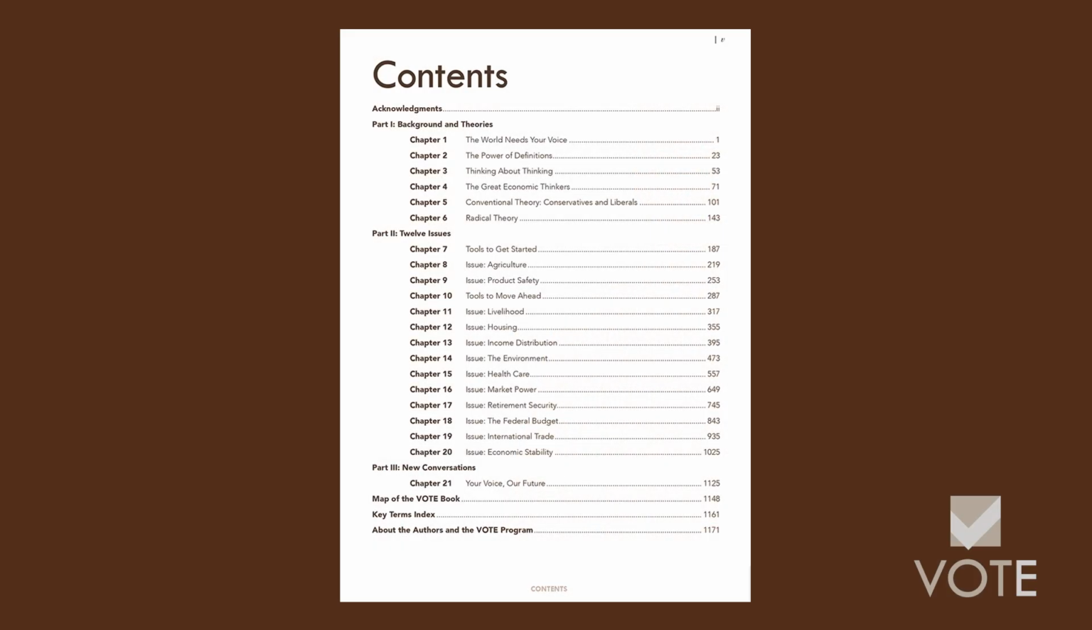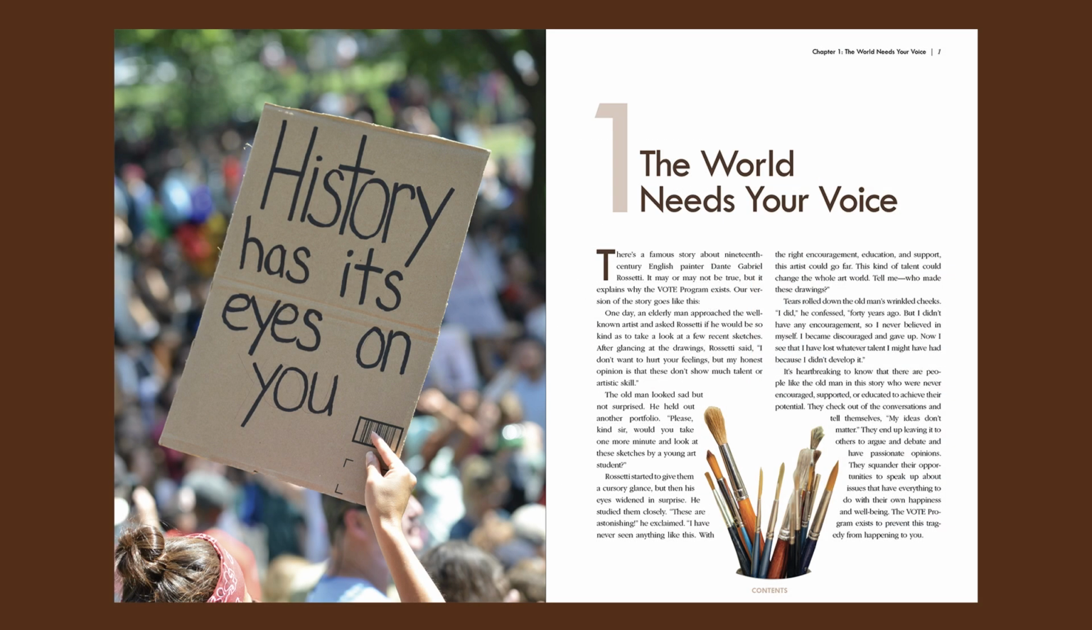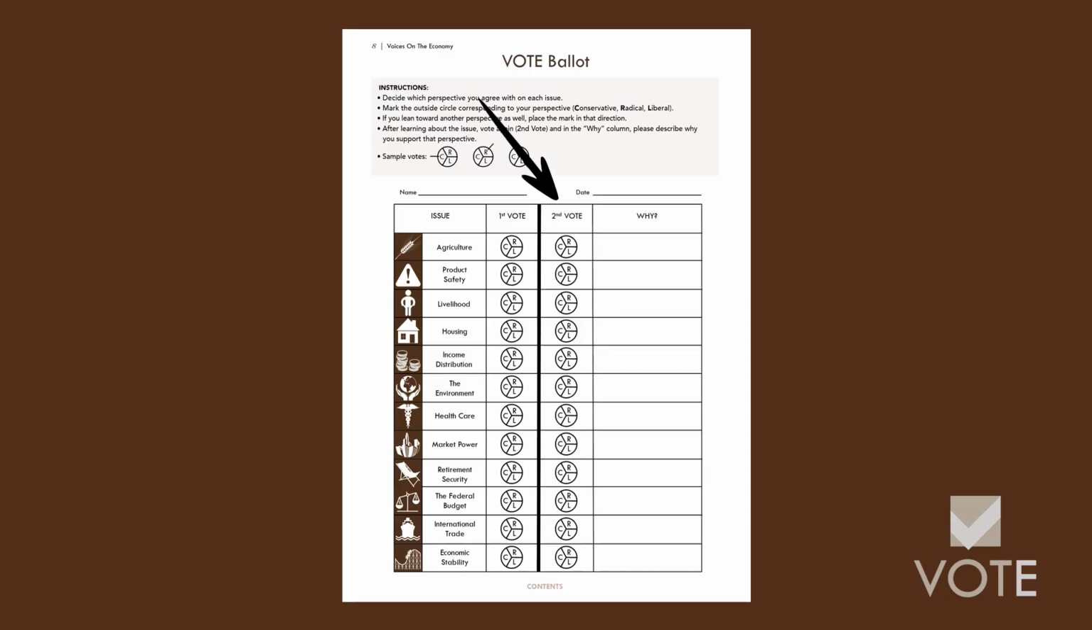The book is divided into 3 parts. Part 1 is background, where we set the stage and give you a quick introduction to economics and the different perspectives you'll be learning. Chapter 1 describes the value of studying economics from alternative points of view. You'll be introduced to the VOTE program, and you'll find the very important VOTE ballot. Your first vote will give you a baseline of your opinions before your journey into the program gets underway. Then later, you'll vote for a second time. That happens after you've explored each issue from opposing points of view.